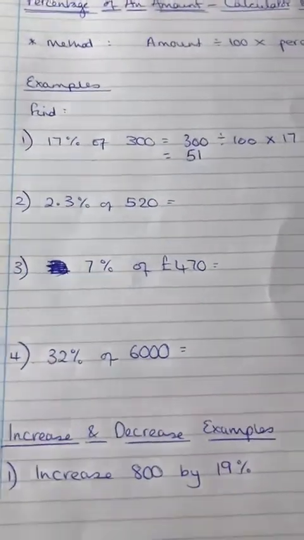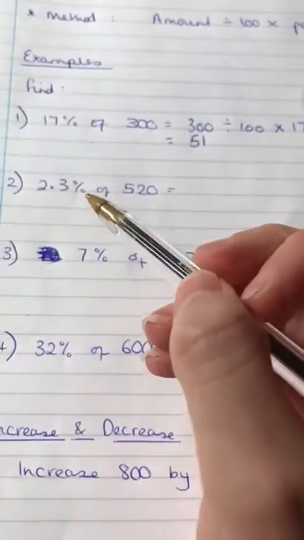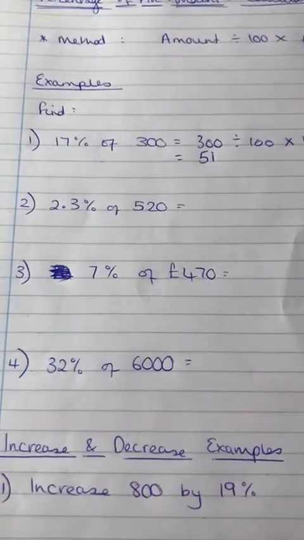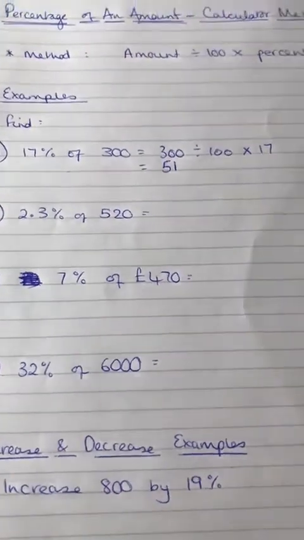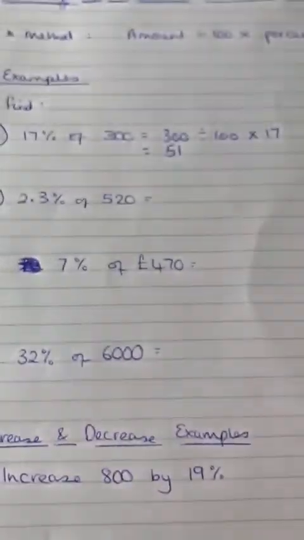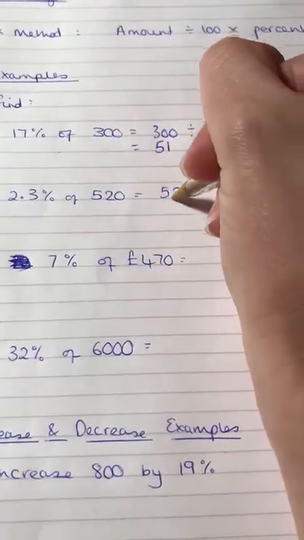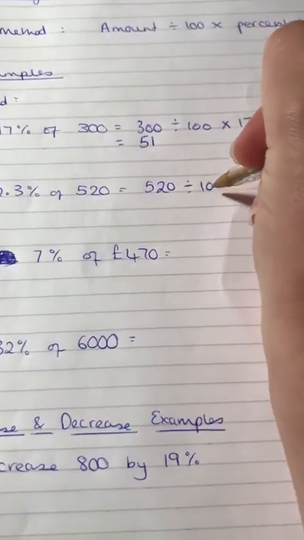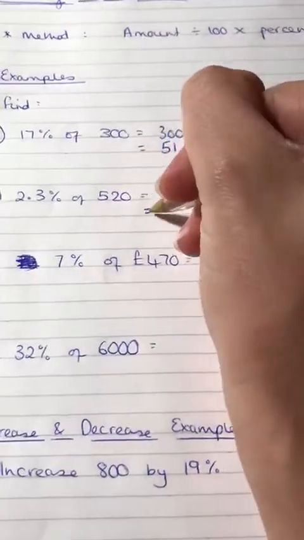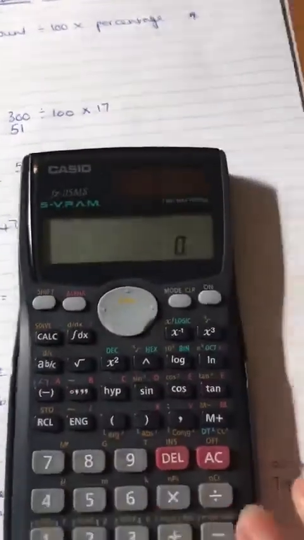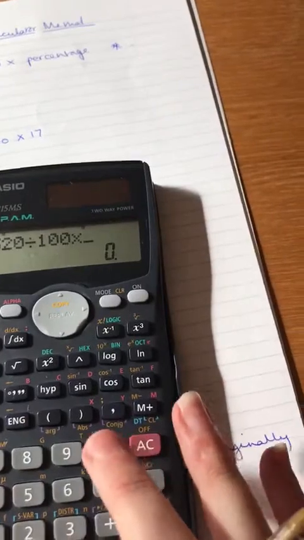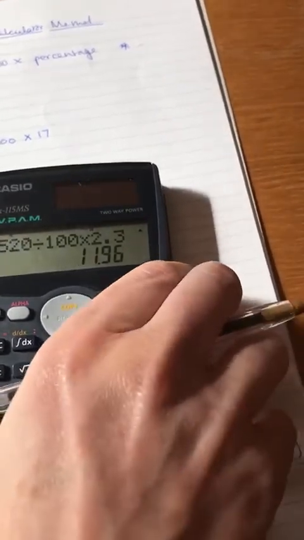Okay, let's look at number 2. Now this is why the calculator method is useful, because obviously finding a percentage like 2.3% would be quite difficult to do without a calculator. So exactly the same again, it doesn't change even though I'm dealing with a percentage that is a decimal. We just do 520, we divide by 100 and we times by our percentage, which is 2.3. Okay. So we do 520 divided by 100 times by 2.3, which is 11.96.